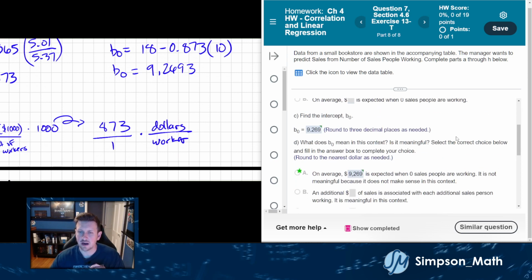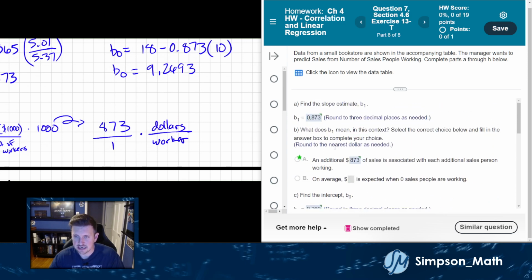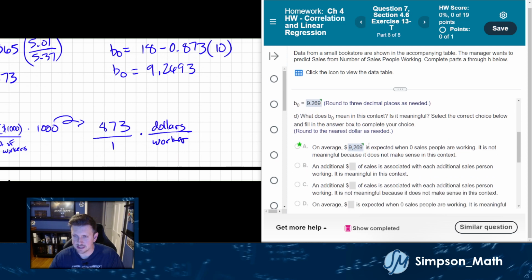All right, then find the y-intercept. It's wanting it in just the regular number, so 9.269. Now it's wanting me to convert it to the nearest dollar. The almighty blue text tells us what to do. So we can multiply by 1,000 and we get 9,269.